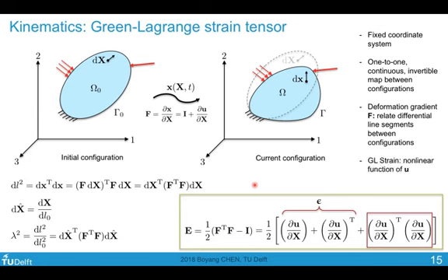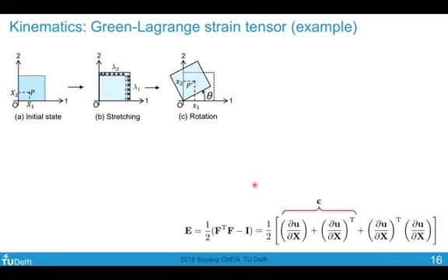Let me motivate you with a simple example. Let's consider this example where I have a square, first subject to uniform stretching along both directions. We have a stretch in one direction being λ1 and in the other direction being λ2. Then it is subject to a rigid body rotation around the origin by theta.